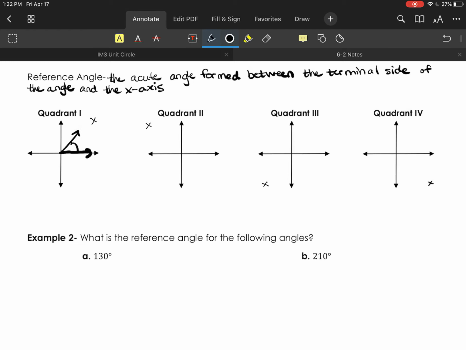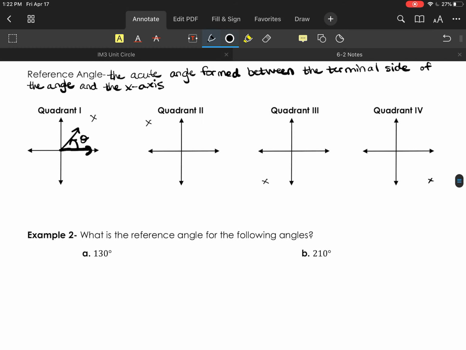So quadrant 1, you might have an angle that looks something like this. It opens like this. That's your theta. Okay, theta meaning the angle measurement. This one, your terminal side and the x-axis is actually just the angle itself. So whatever theta is, that's your reference angle.